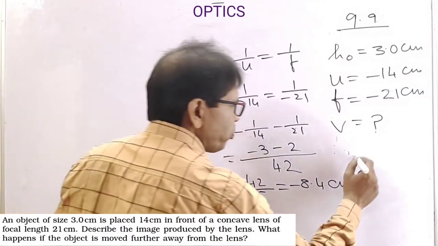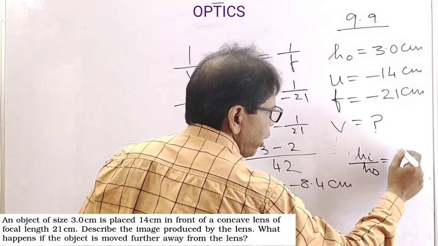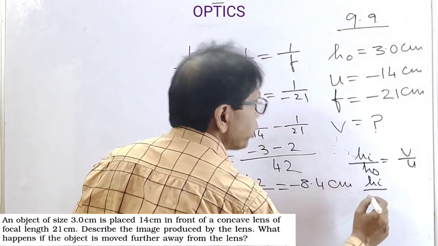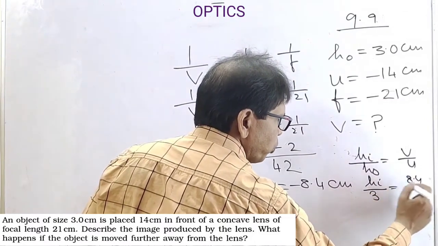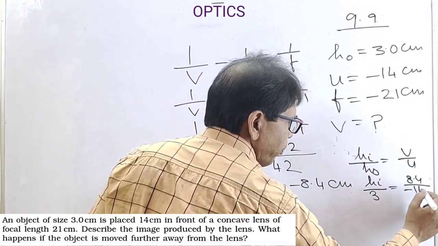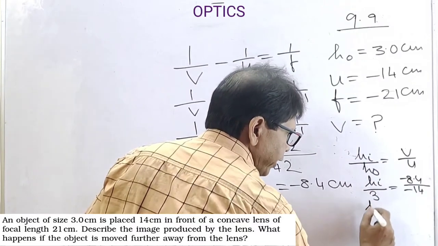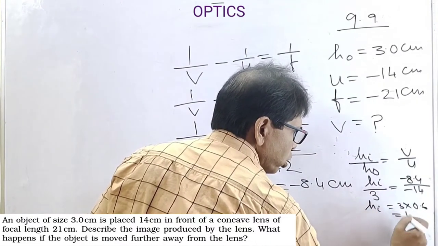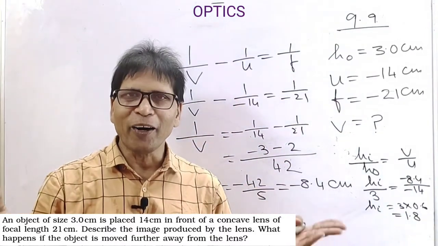Now, height of the image HI by height of the object HO, this is the V by U. Now, look at this. This is the HI and HO equal to, this is the 3 centimeter and this is the 8.4, and U equal to, look at this, this is the minus 14. Now, look at this. HI equal to, this is the 3 into 0.6. So, this is the 1.8 centimeter. This is the height of the image.